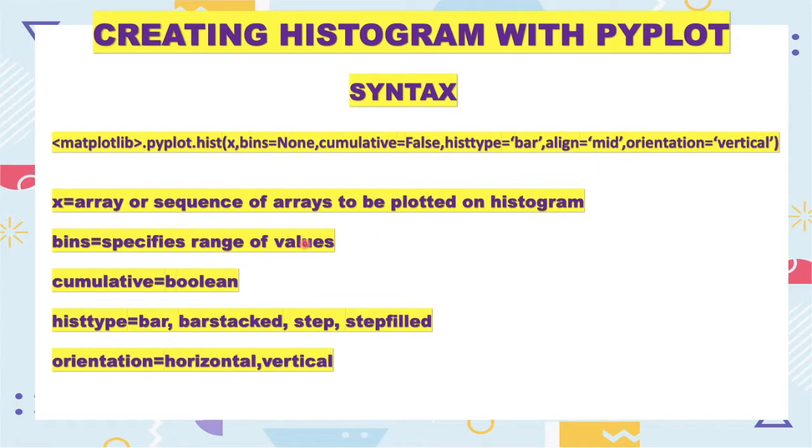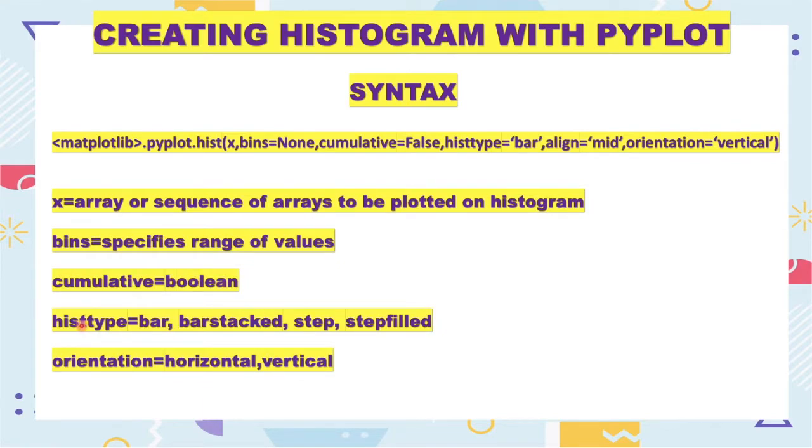So x is basically the array or the sequence of arrays for which the histogram has to be plotted or generated. The bins specify the range of values, that is how many ranges are to be generated for that particular histogram. The next parameter that we have is cumulative. Cumulative accepts two kinds of values, either True or False, which is a boolean type. If cumulative is set to True, then a histogram is computed where each bin gives the count in the bin plus the bins of smaller values. We will also try to understand this from a practical perspective.